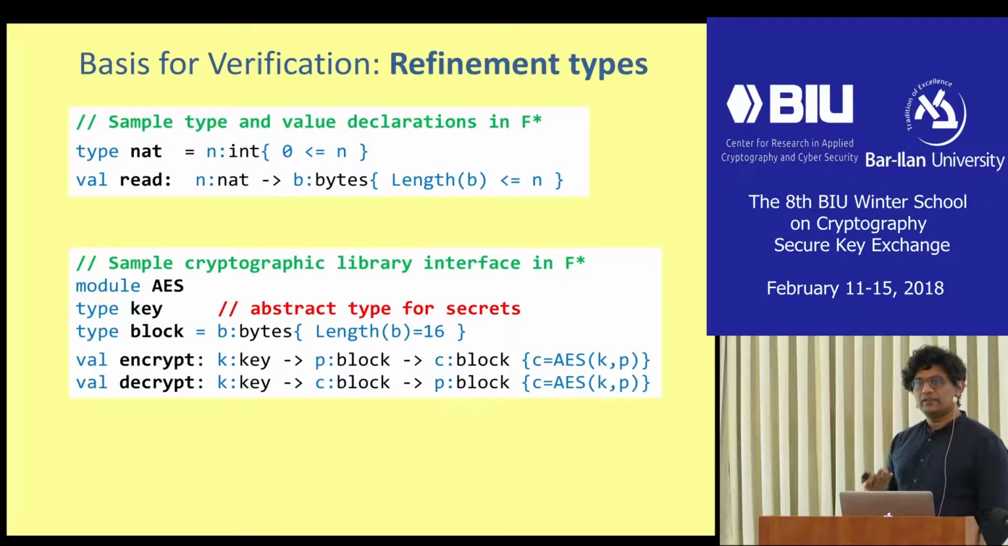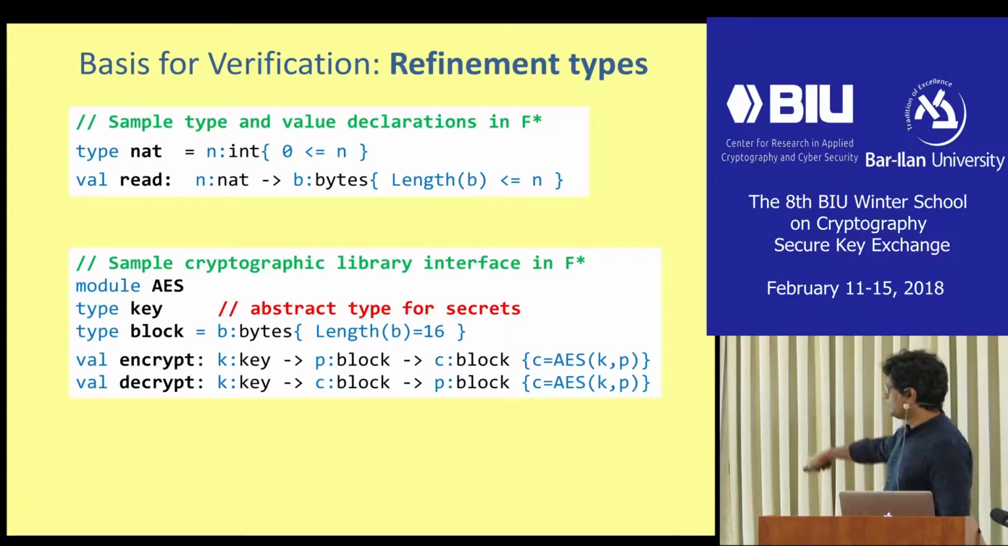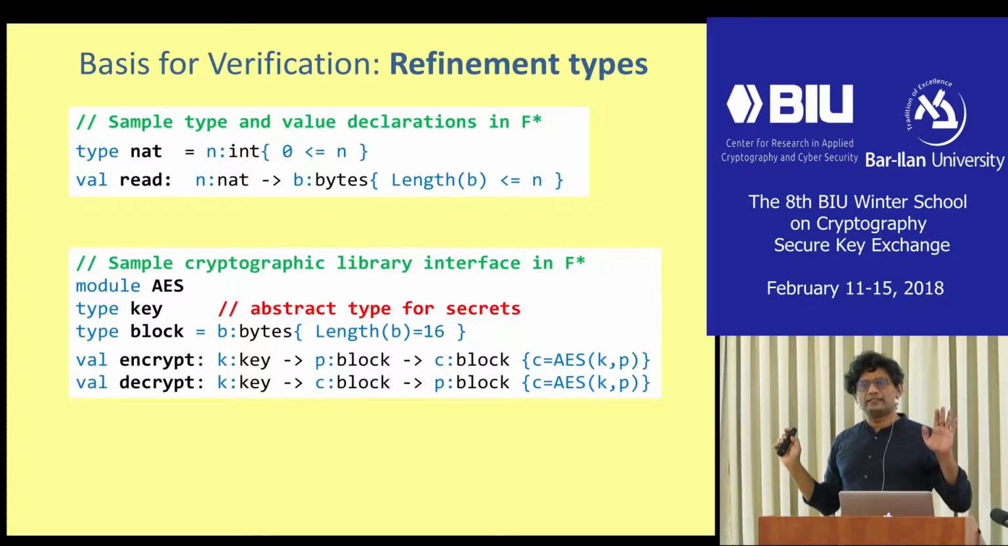The other kind of type you're going to use is something that is actually common in many programming languages, including Java and OCaml. It's called abstract types. And the combination of abstract types and refinement types is going to allow us to specify all the properties you want. In particular, suppose I have an encryption module called AES. What I'm going to say is that I have a type here called key. And I'm not telling you what the type key is. I'm just saying there is some type of keys.